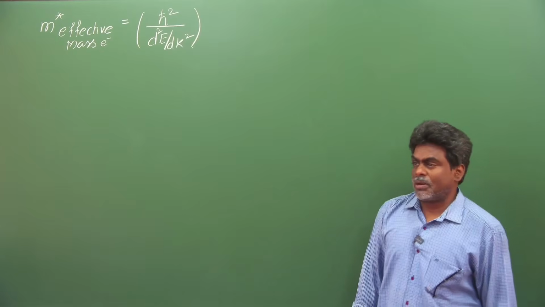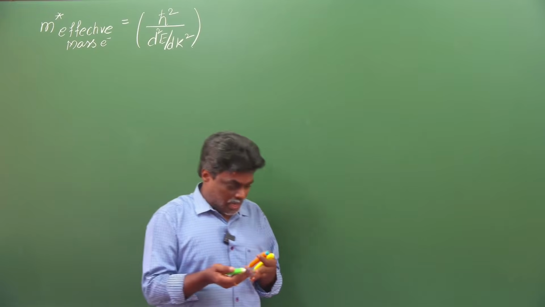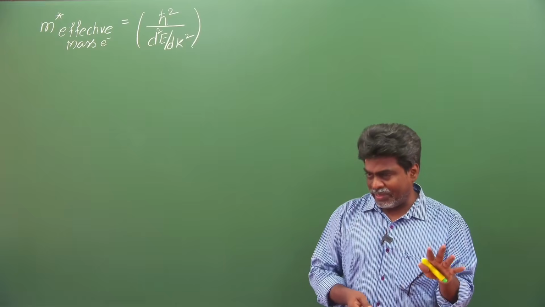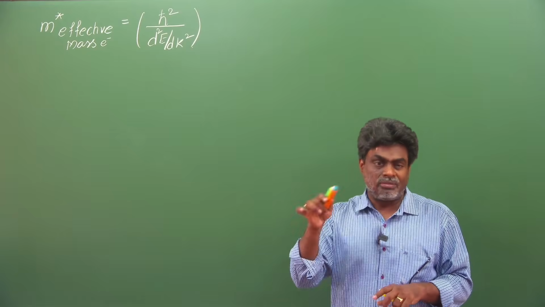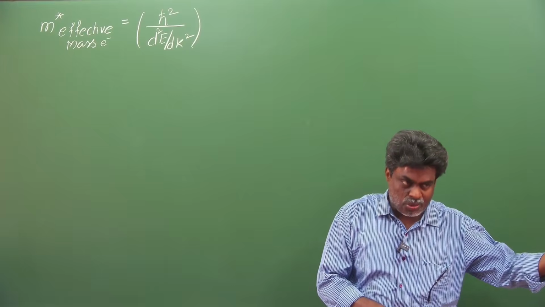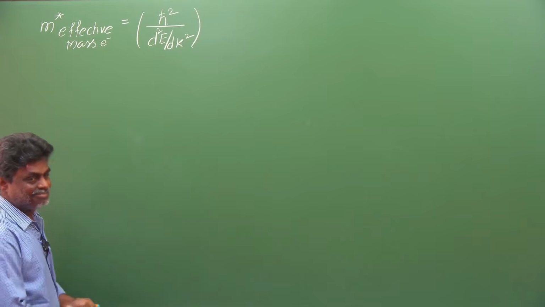Now this is what we have derived till now: the effective mass of the electron. Sir, why did this mass change come? Because the electron is not free and it is moving in the force field influenced by the positive ion cores of the lattice.